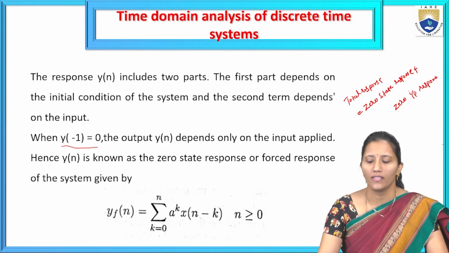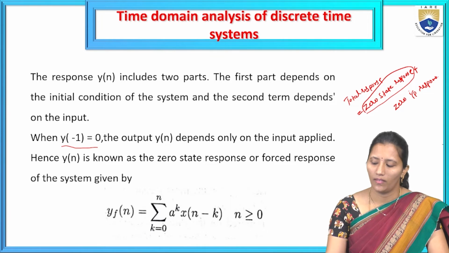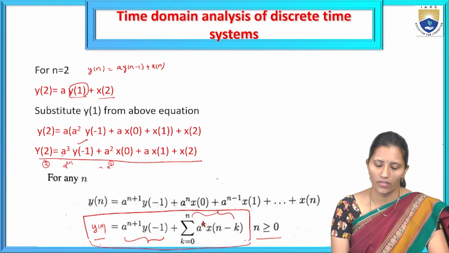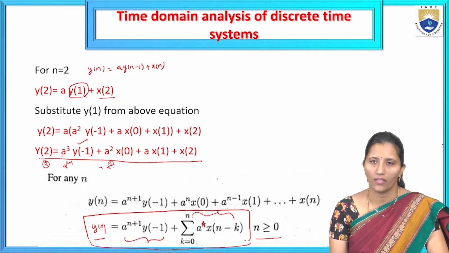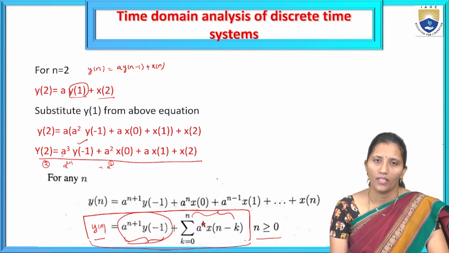In 0 state response, first, if we go for 0 state response, we have to take whatever the initial conditions are there, we have to assume that they are 0, and then we have to find out the response when the system depends on only input. So here we got the difference equation y of n is equal to a power n plus 1 y of minus 1 as the first term, and the second term is sigma k is equal to 0 to n a power k x of n minus k. So the first term depends on the initial condition. So in the 0 state response, the initial conditions must be 0. Okay, so here the initial condition y of minus 1 will be 0.